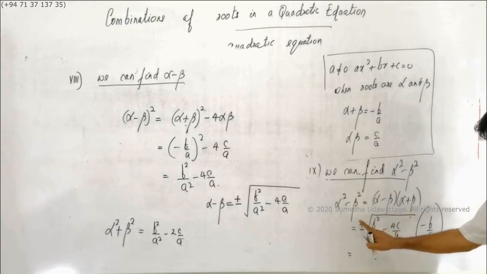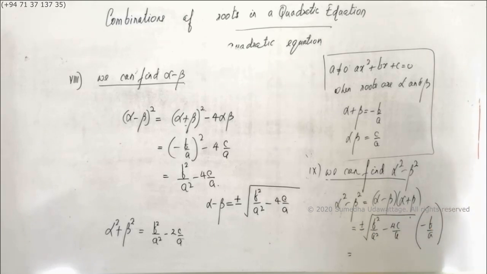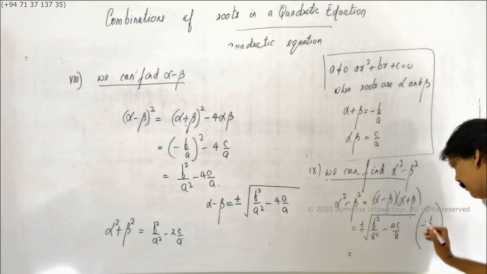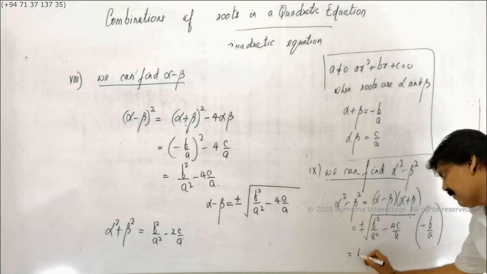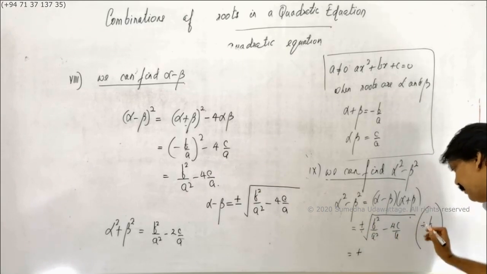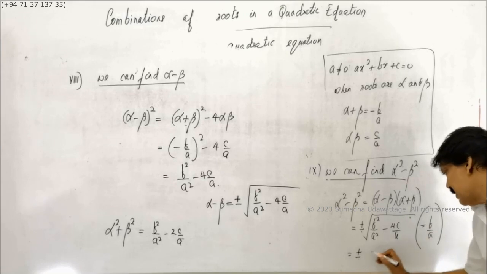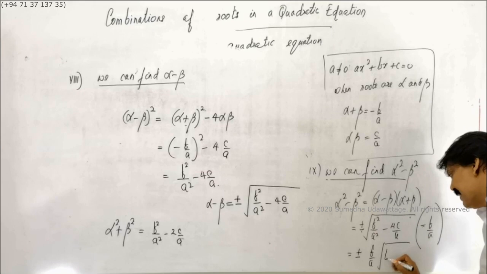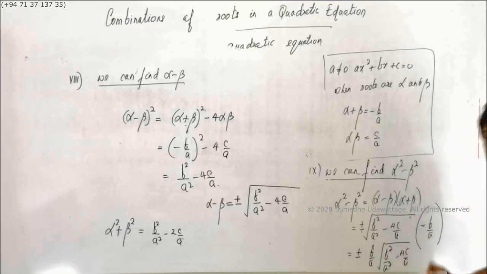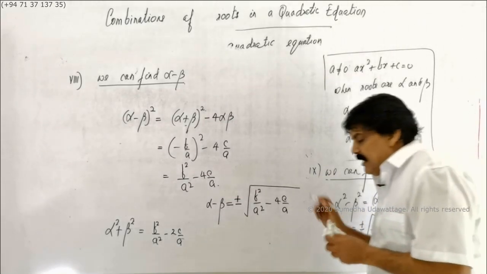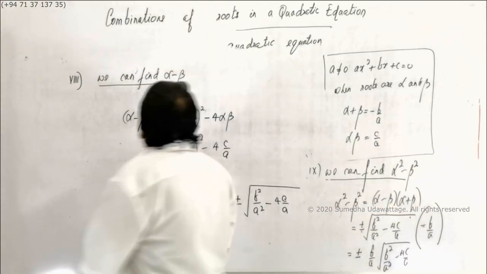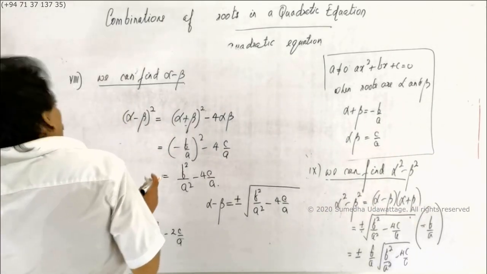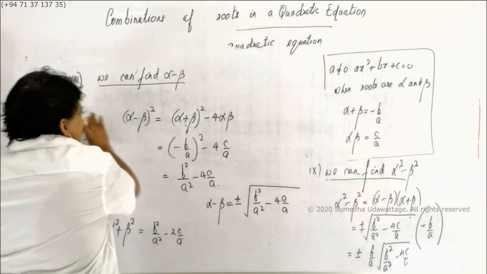What would you get when plus or minus and minus are multiplied? If this minus gets multiplied by this minus, you get a plus value. If this plus gets multiplied by this minus, you get a minus value. Then you get b over a times the square root of b square over a square minus 4c over a. And then you may ask me, are there any other combinations of alpha and beta to be found?